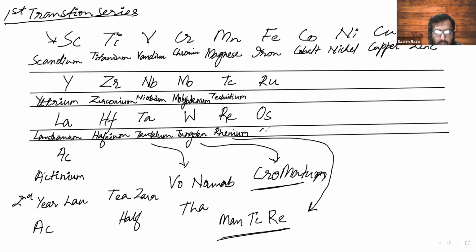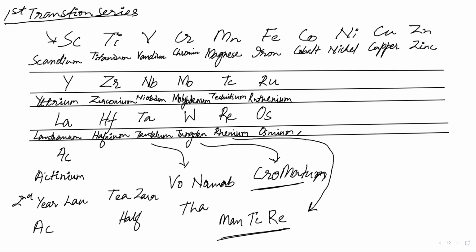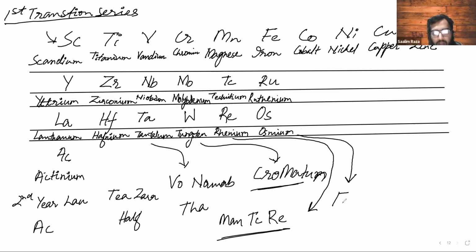What is Os? Os will be osmium. This will be Ru. Sir, ruthenium. Ruthenium. Ruthenium. Okay. So how to remember this? Fe, Ru, Os: Ruos.